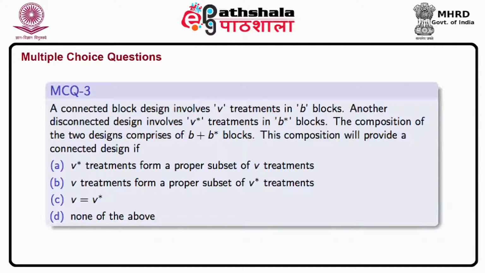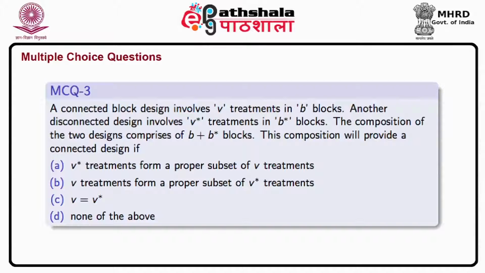This composition will provide a connected design if option A: V star treatments form a proper subset of V treatments. Option B: V treatments form a proper subset of V star treatments. Option C: V is equal to V star. And option D: none of the above. So very interesting.